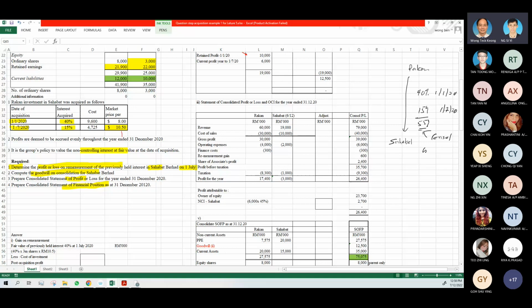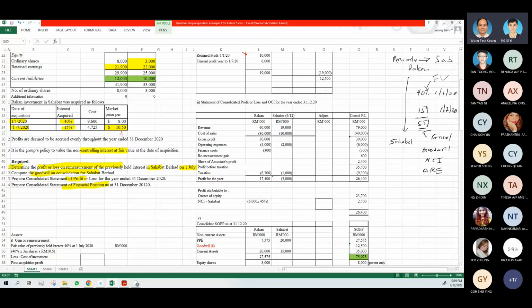To consol, you compute the goodwill, NCI, and group retained earnings, GRE. And your previously held share 40% must be fair valued at 1st July 20. This is the step. Because this case is associate, step acquisition type 2, associate to become subsidiary. Associate to sub. Okay, now you understand all the question.